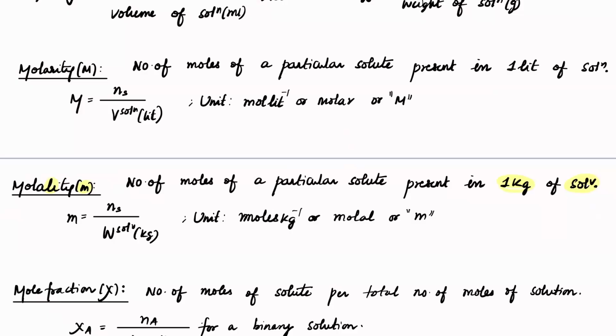Another term which is used is molality, small m. That implies how many moles of a particular solute are present in 1 kg of solvent. So molality is equal to number of moles of solute by weight of solvent in kg. Units would be mole per kg, molal, or small m. These are all the units.